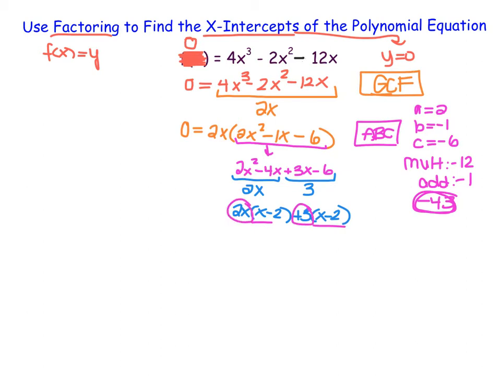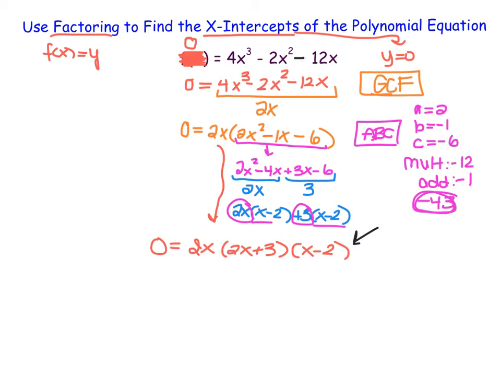So I ultimately end up with 2x times (2x + 3) times (x - 2), and that's all equal to 0. So right here is my fully factored polynomial form. Now, if we were just being asked to factor, this is where we would stop this problem.